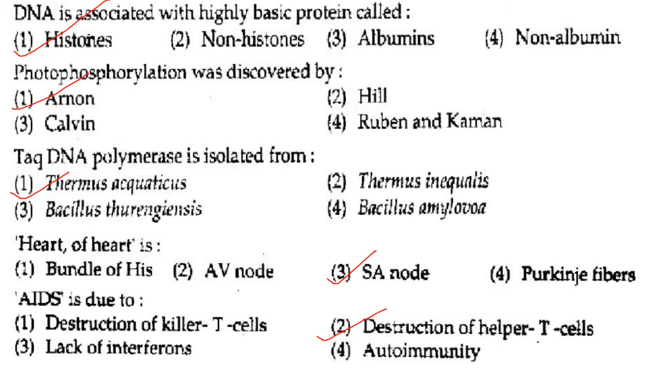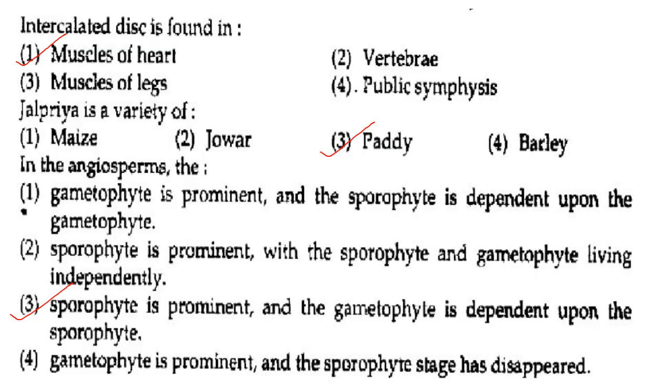Heart of heart is: option 1, bundle of His; option 2, AV node; option 3, SA node; option 4, Purkinje fibers. Answer is option 3, SA node. Next one. AIDS is due to: option 1, destruction of killer T cells; option 2, destruction of helper T cells; 3, lack of interferons; 4, autoimmunity. Answer is option 2, destruction of helper T cells.